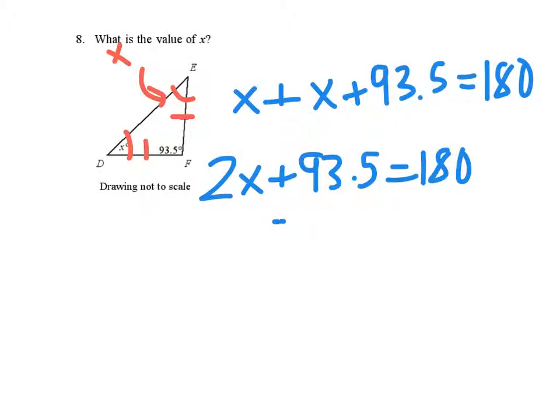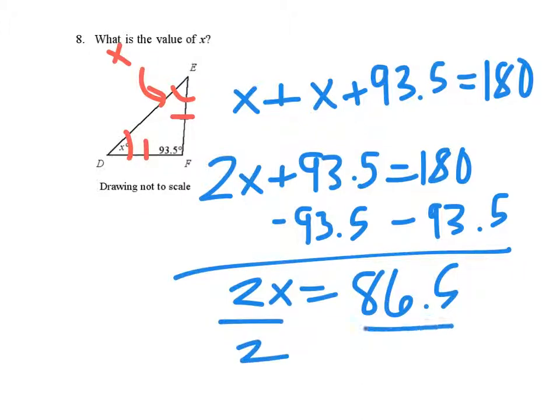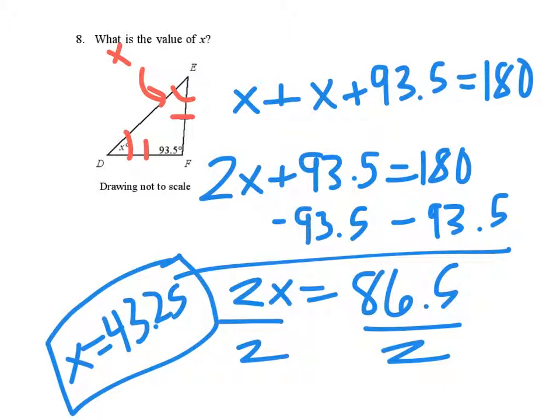So move 93.5 to the other side. Minus 93.5. Let's write that right. Minus 93.5. Altogether, you get 2x equals 86.5. We're going to divide that by 2 on both sides. So divide by 2, and we get x equals 43.25. And that will be my final answer.